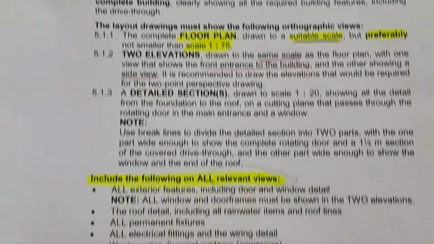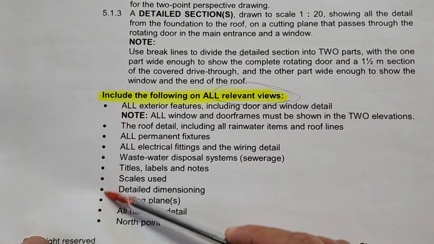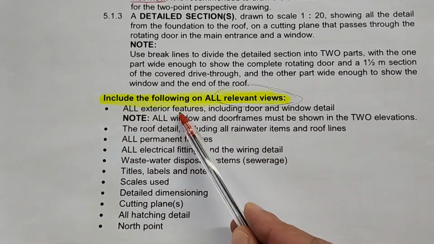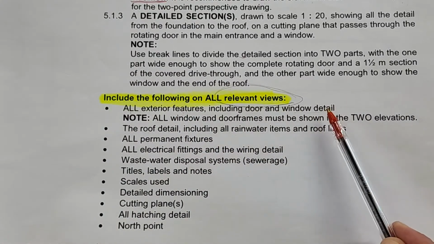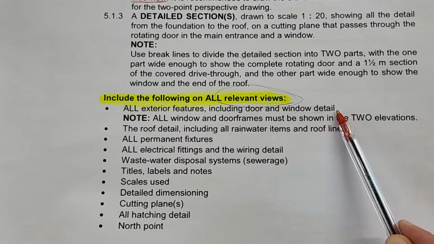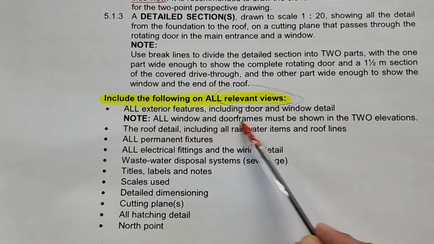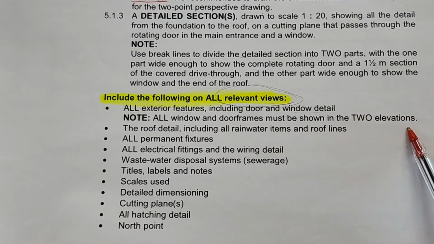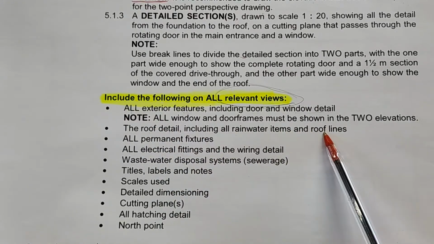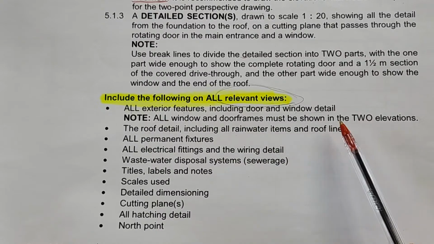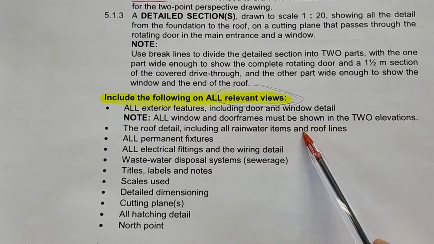Just before we get to that, you have to remember that in your 2 elevations, you need to meet all the relevant requirements here. The exterior features, including the doors, the window details, the window sills, the direction of opening of windows. Just make a note of that. Sometimes learners forget that. All window and door frames must be shown in the 2 elevations that you've chosen. The roof detail, including the rainwater items, the roof lines, which is the fascias, the barge boards, especially on your Dutch gable roof. Get those roof lines correctly.